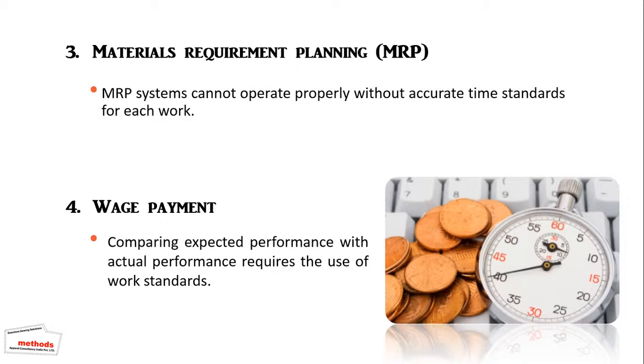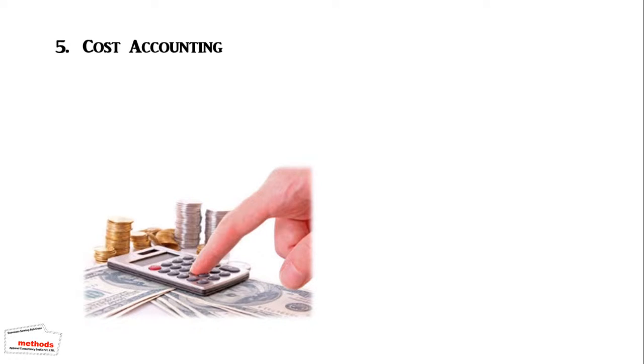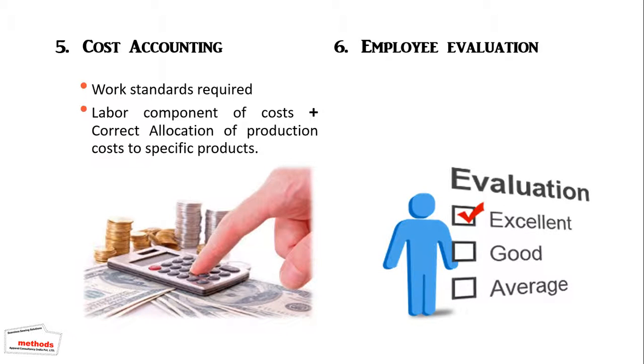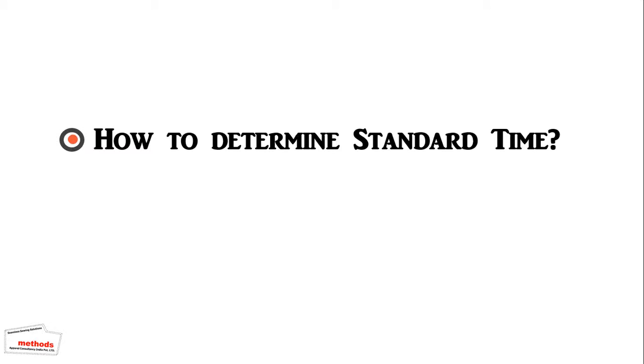Standard time also plays an important role in cost accounting, since work standards are required because the cost consists not just of labor costs but also right allocation of various production costs. Next, it is very critical for employee evaluation. Now this basically involves calculating and comparing the time taken by the operator and the standard time required for an operation. And this is how we come to our next topic: how to determine standard time.